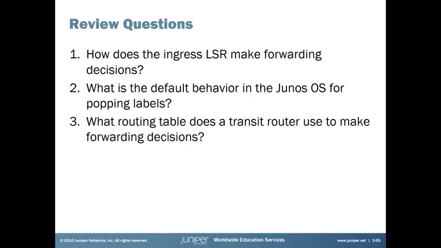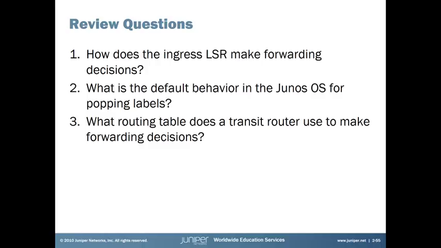What is the default behavior for the Junos OS for popping labels? Okay, so which router pops the labels by default? What do we call that router that pops labels? It's called the penultimate router. That's the one that pops the labels. Okay, the second-last router pops the labels, which is called the penultimate router, so penultimate hop popping.